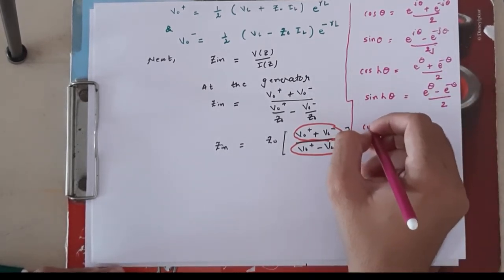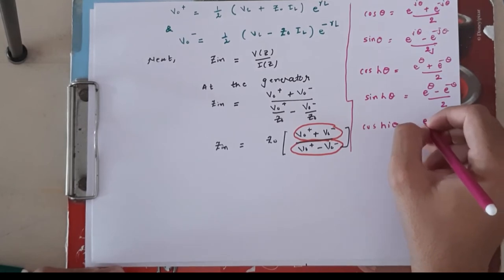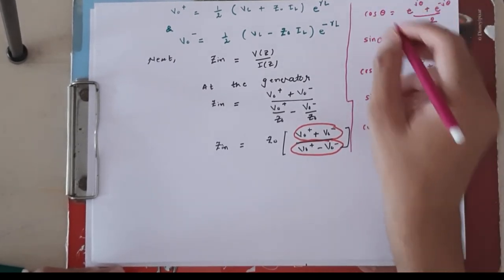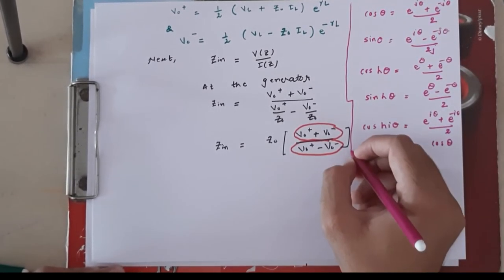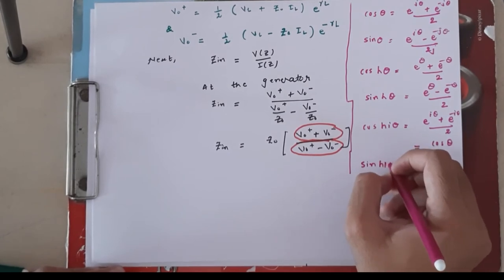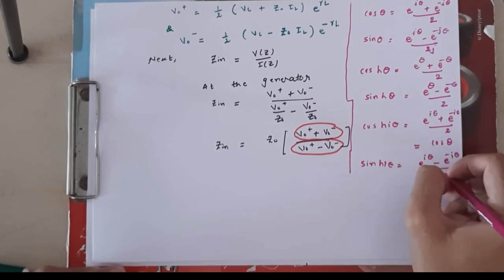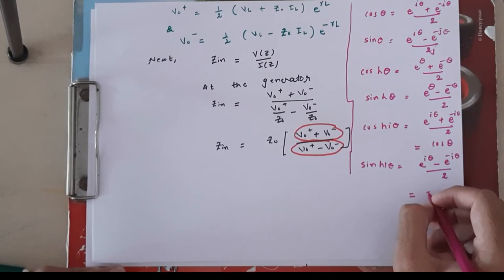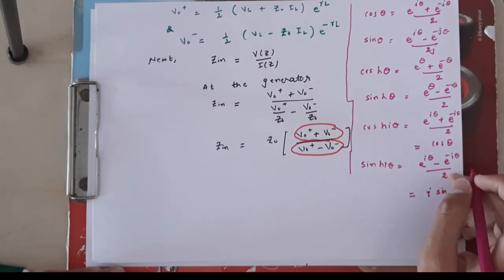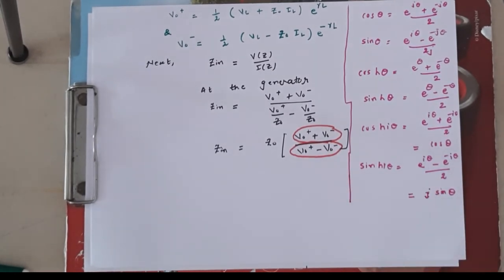Next, what is cosh j theta? See, it is j theta, so this is e raised to j theta plus e raised to minus j theta by 2, which is nothing but cos theta. So you can say that cosh j theta is equal to cos theta. And what is sinh j theta? Sinh j theta is e raised to j theta minus e raised to minus j theta by 2, so it is nothing but j sin theta, because the j term is absent here. So these are the equations.